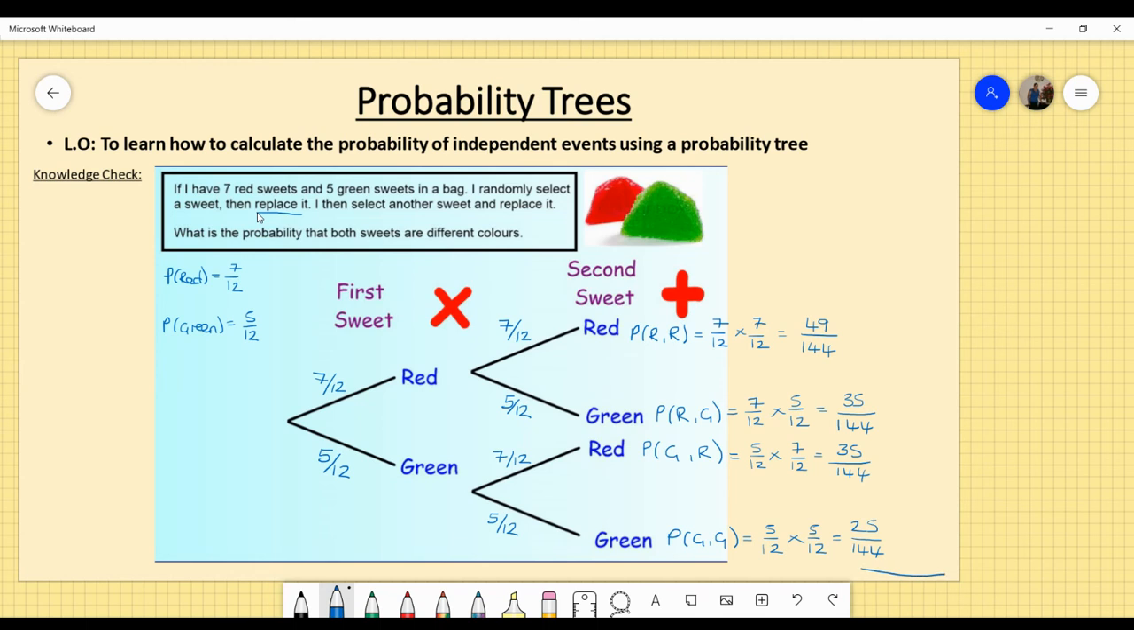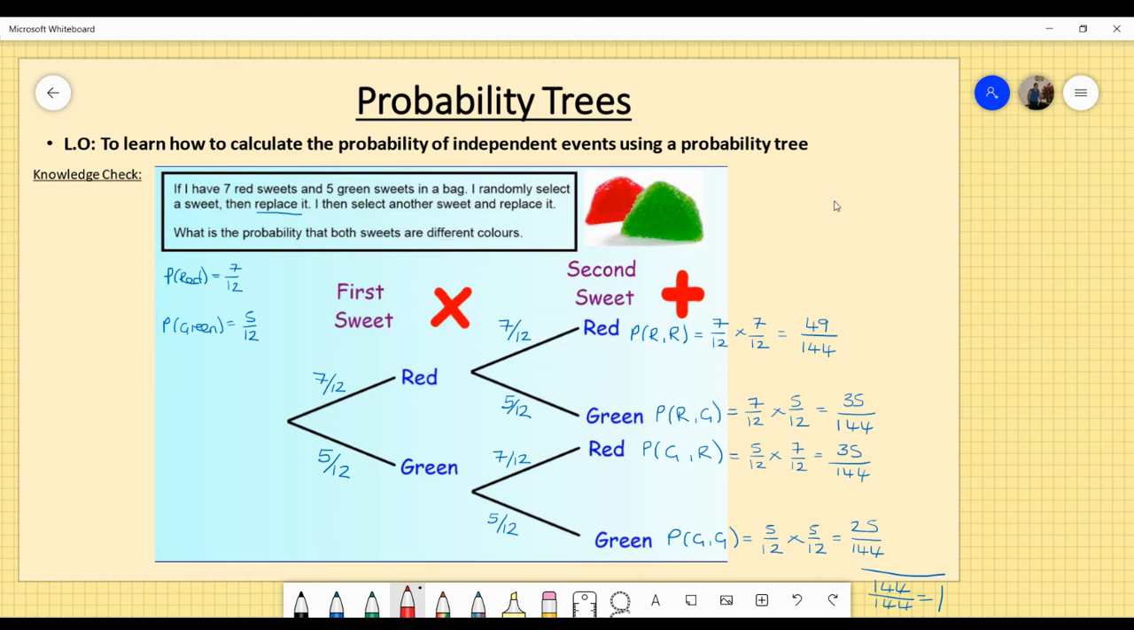and that should all add up, and this is where your calculator will help, in giving us 144 over 144, which is 1. Okay, and we know probability always adds up to 1, so the chances are highly likely that we've got this correct. We can then have a go at answering the question. So what's the probability that both sweets are different colours?